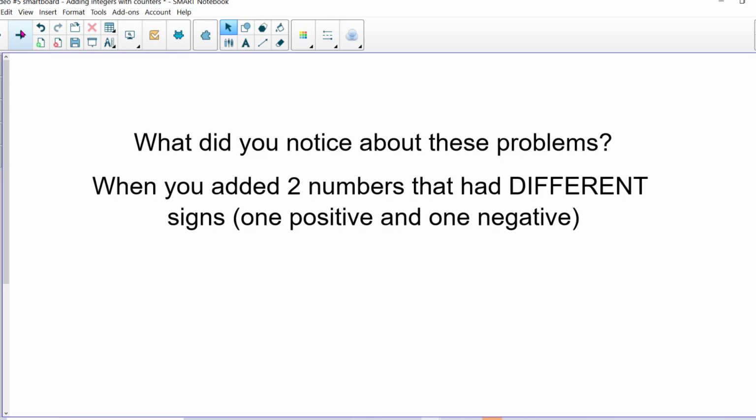So what did you notice about these problems when you were adding 2 numbers that had different signs? So one was positive and one was negative. How did you solve this one? And what was the answer? Could you tell from the problem just if the answer was going to be negative or positive? Write those things that you noticed on your paper, and we'll go over it in class.